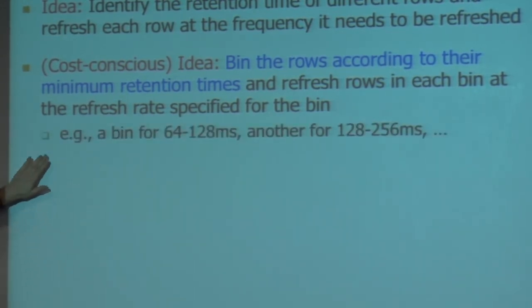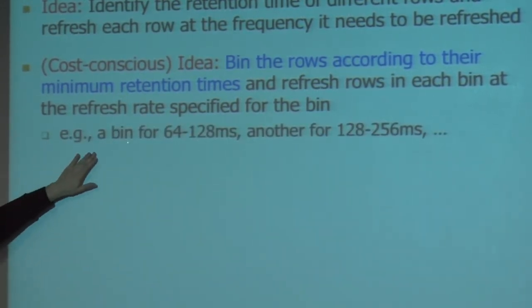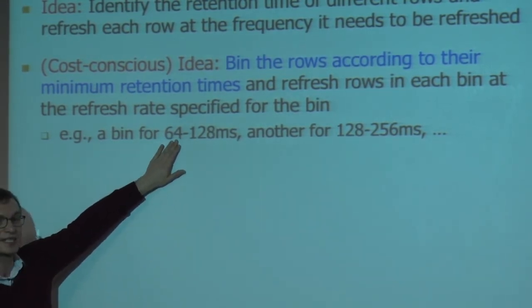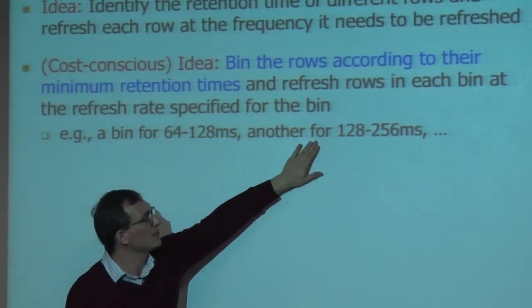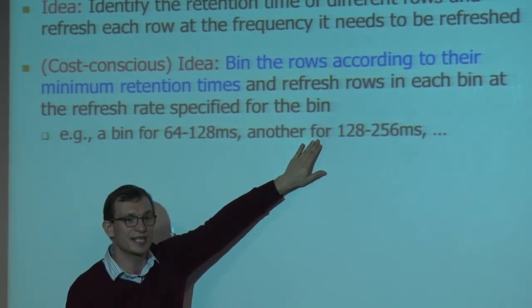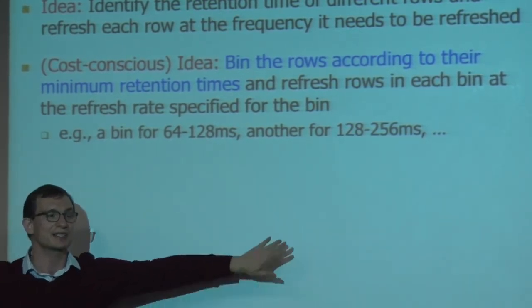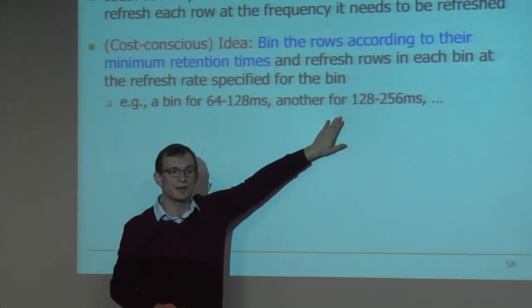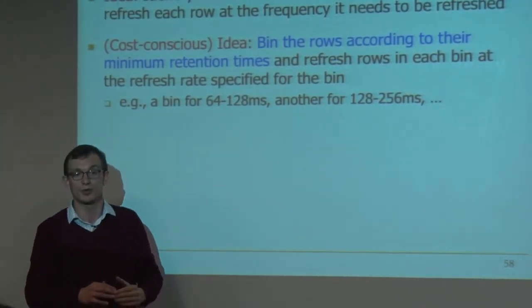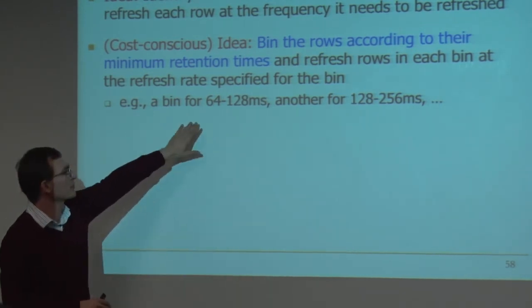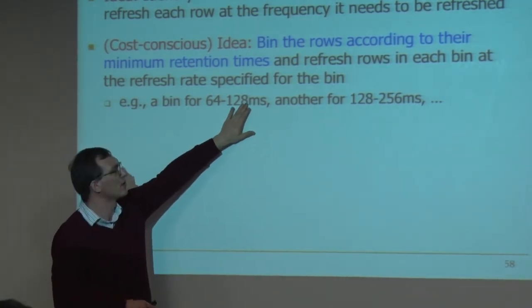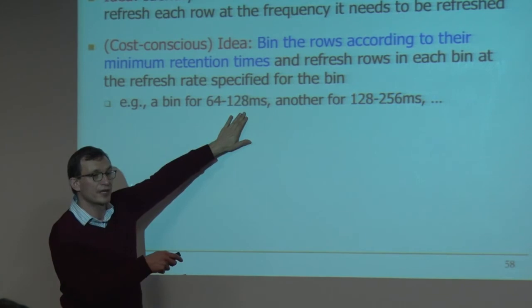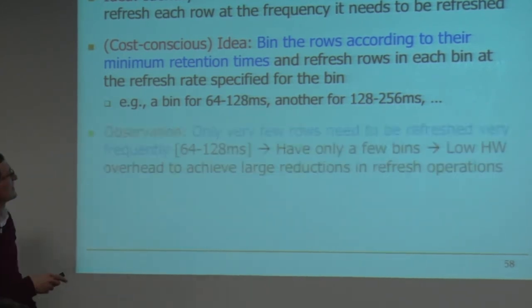And you can take advantage of the curve that I showed you earlier. You can have a bin for rows that need to be refreshed every 64 milliseconds, another bin for rows that need to be refreshed every 128 milliseconds, and everything else gets refreshed every 256 milliseconds, right? That way you cut your refresh rate. You've reduced your refresh rate by almost 4x, because an overwhelmingly large majority of the rows do not need to be refreshed more frequently than every 256 milliseconds. That's the idea.